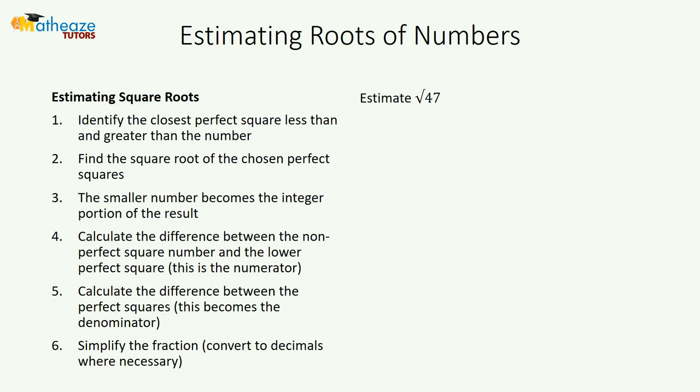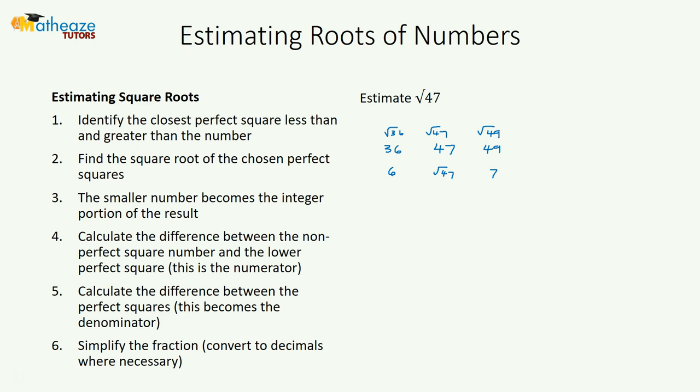The next one we're going to look at is the square root of 47. So let's have our 47 right here. The lower perfect square is going to be 36. The greater perfect square is going to be 49. So we now have the square root of 36, square root of 47, square root of 49. So this is going to give us 6 over here. Square root of 47 is what we're interested in, and square root of 49 is 7.